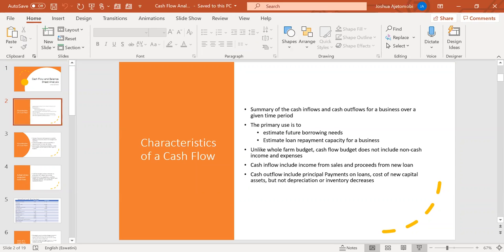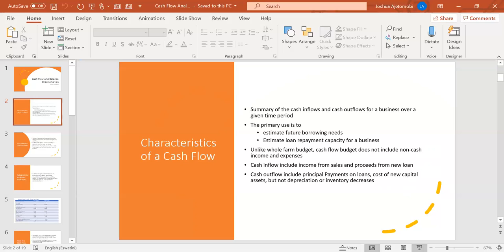What are the characteristics of a cash flow? Cash flow is a summary of cash inflow and cash outflow for any form of business over a given time period. Specifically, cash flow is used to estimate future borrowing needs and to estimate loan repayment capacity for any business. So the aim is to be sure that by the time you are submitting your feasibility report in order to apply for a loan, whether from a bank or from any financial institution, you have a cash flow that is dependable, that the bank can look at and say, yes, we can lend you, or we cannot, based on whatever you have submitted.